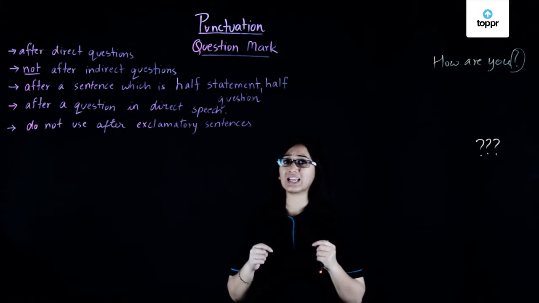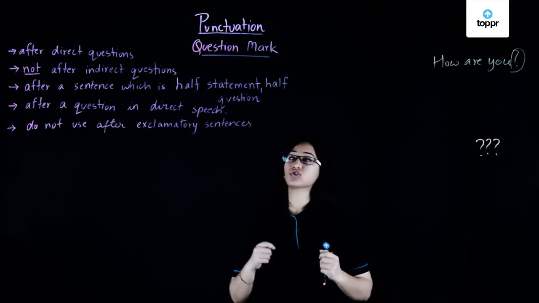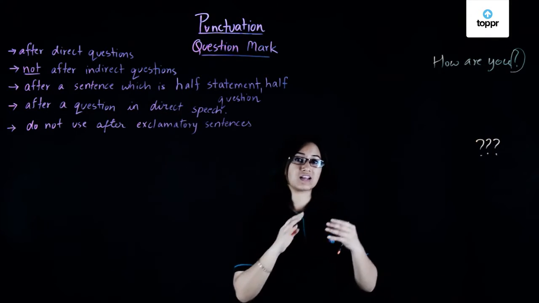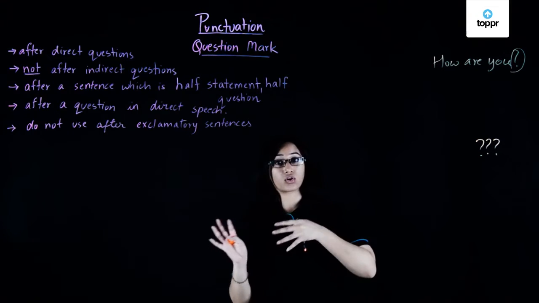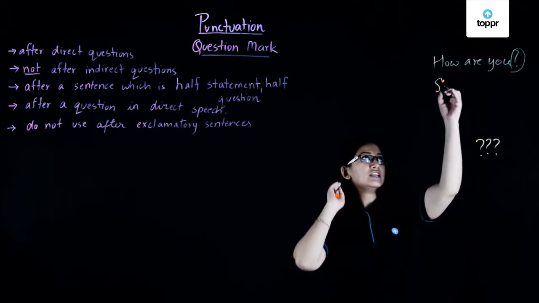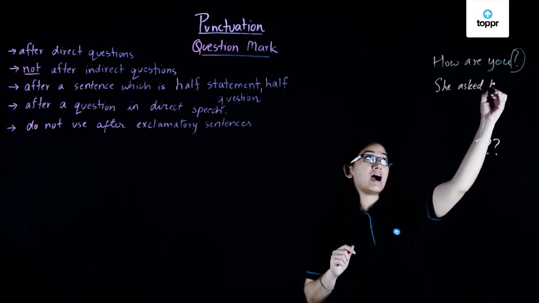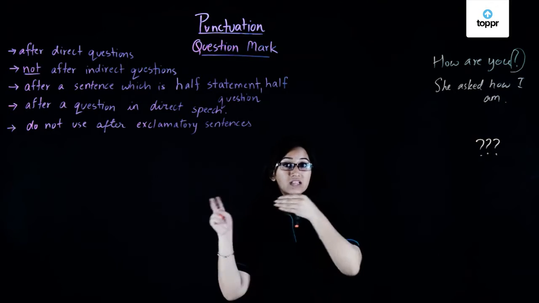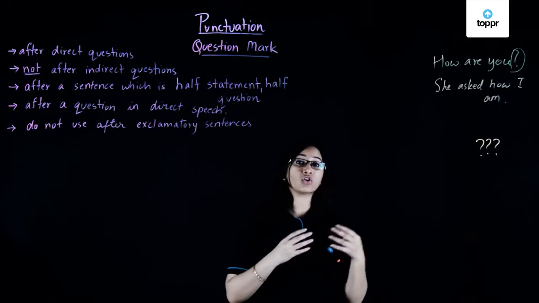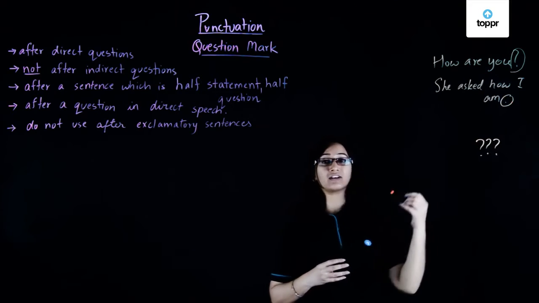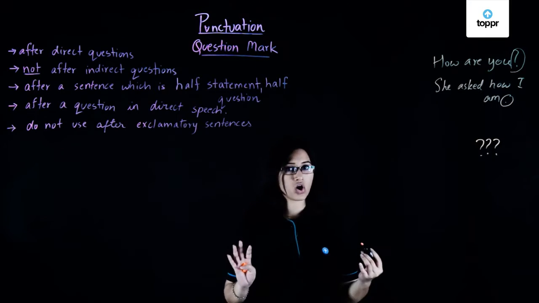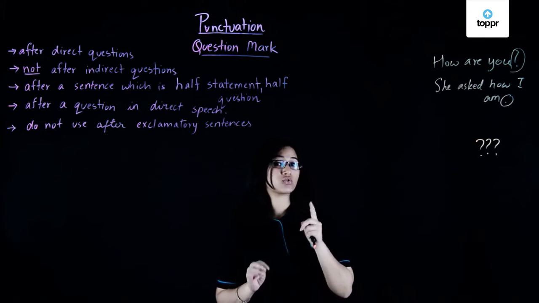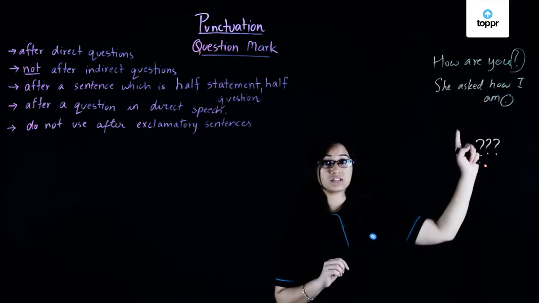Now, you have to be really careful not to place a question mark at the end of indirect questions. Those are statements that talk about something being asked or questioned. Let's take an example. She asked how I am. So here, although I am talking about something that was asked as a question, I will still not use a question mark at the end of this statement because it is not a direct question. It is in fact an indirect question. So be careful not to add the question mark at the end of such statements.